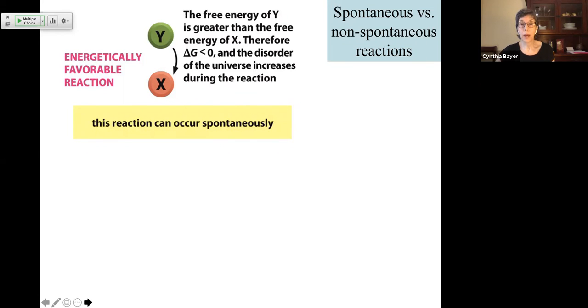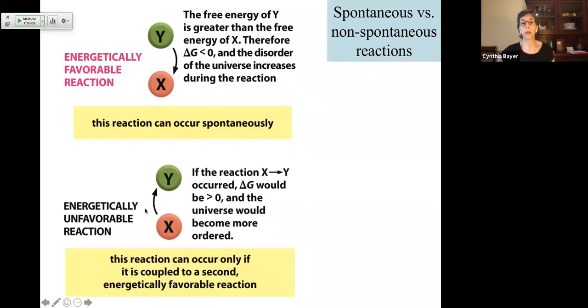Of course, the opposite reaction could occur. X could be converted to Y, higher free energy, but that can only occur if energy was added to that reaction. Right? Conversion of X to Y, this energetically unfavorable reaction, would require a source of energy to help drive that. Right? It would have to be coupled to a second energetically favorable reaction to be able to drive an energetically unfavorable reaction. So that's the kind of things we're going to be talking about in this chapter.